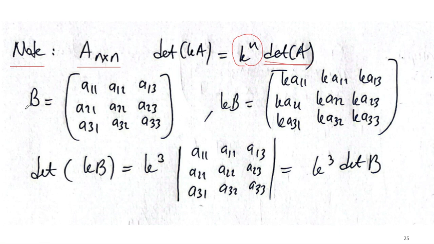Here we are given a matrix B, and if we take the scalar multiplication of this matrix with the number k, that means every element is multiplied by the same scalar k. And then the determinant of k times B equals k cubed, because here we are talking about 3 by 3 matrices. But if it is 4 by 4, then this will be k to the power 4. And you have the determinant of this matrix, which is B in this example, and that's k cubed times determinant of B.